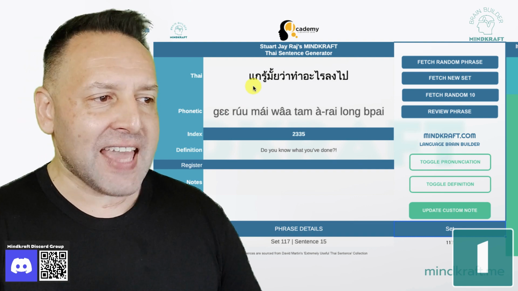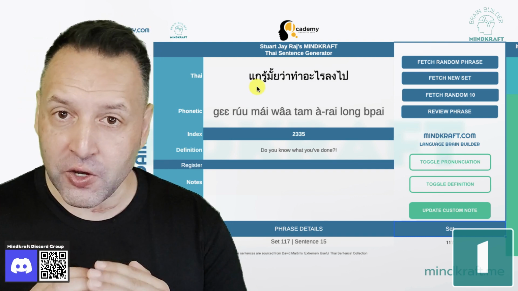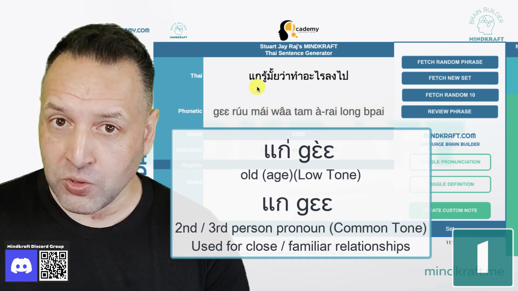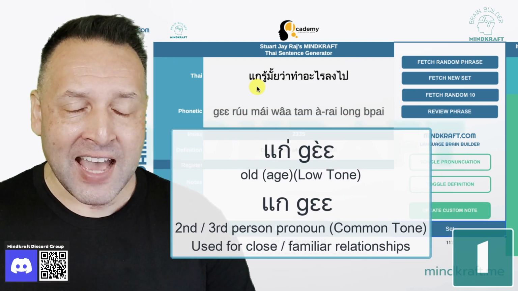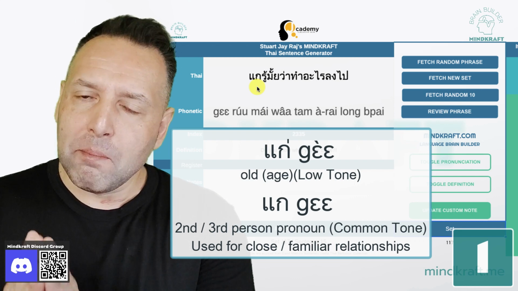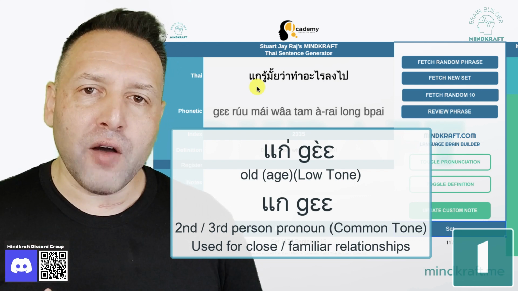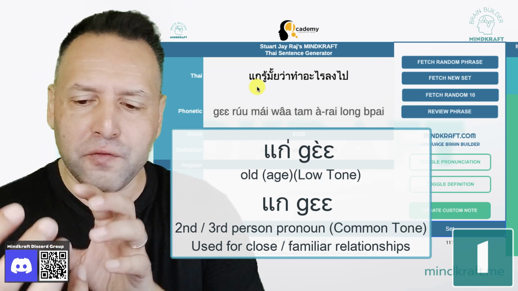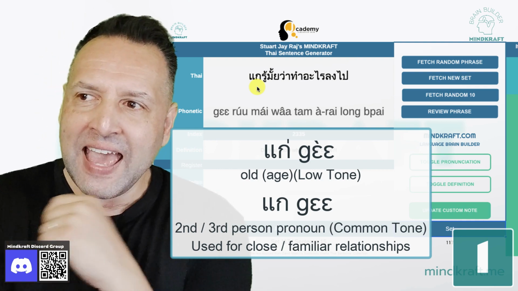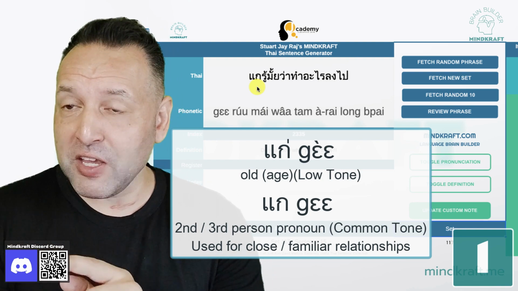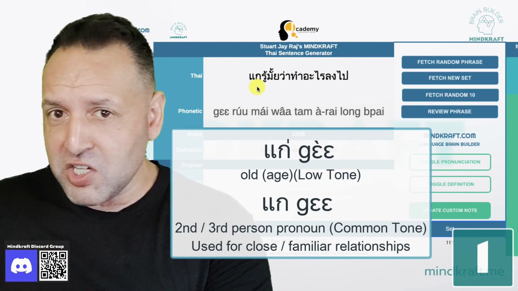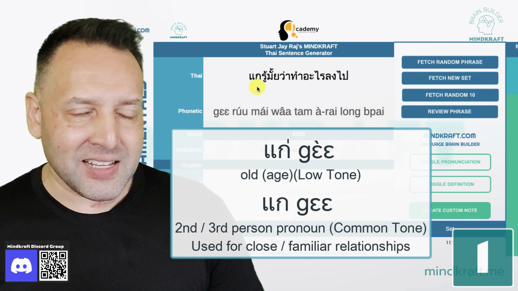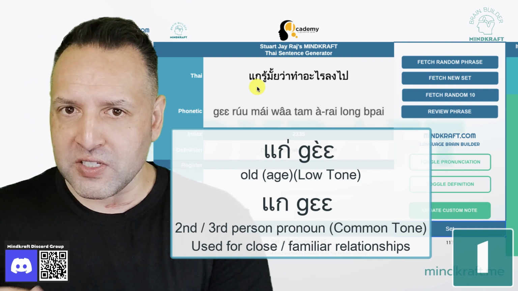This word here, แก, now note that this is with a common tone. แก, แก, not แก. แก means old, but แก, แก, this is a third person particle. You will often hear it used with friends and they might be talking to each other. So two girlfriends might be talking to each other and say "gah" when they're addressing something. Or if they're talking about a third person, he, she, somebody familiar to them, "gah." You would use this as the pronoun to refer to that person.